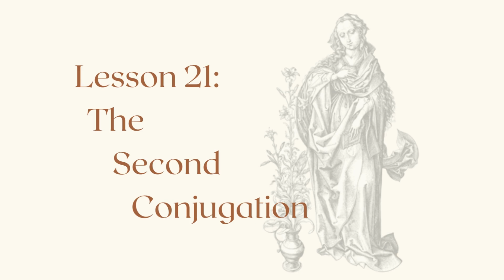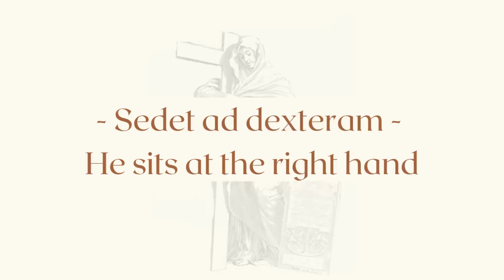Welcome to Lesson 21. In this lesson, we are finally back onto verbs, and we're going to look at the second conjugation. Our phrase is sedet ad dexteram. He sits at the right hand.